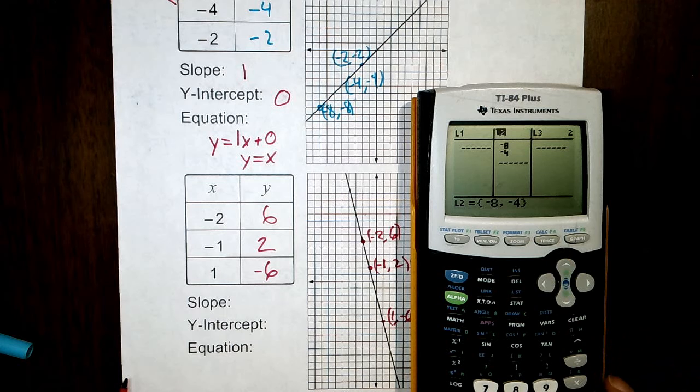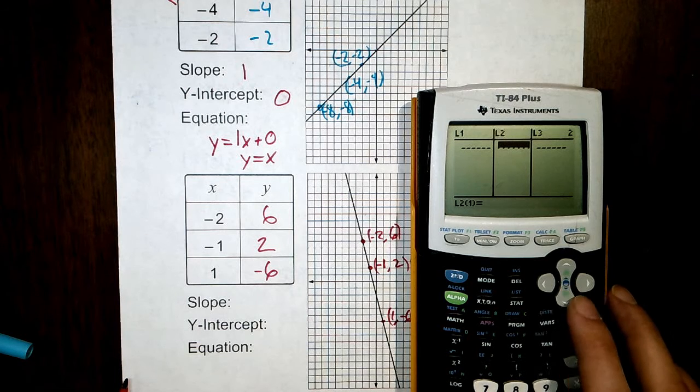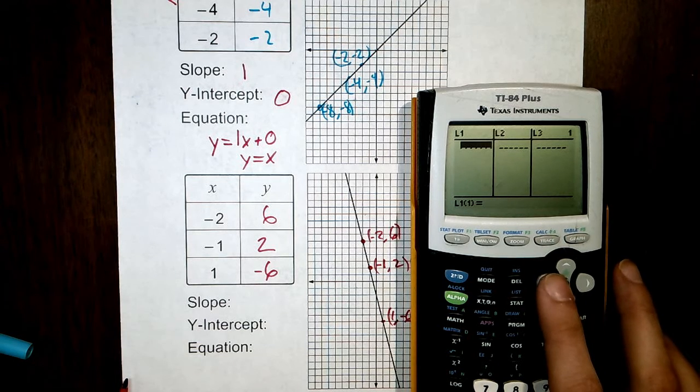Go up to where it says List 1 or List 2. Hit Clear, not Enter. Clear. And then scroll back down. And now your lists are cleared. Okay.